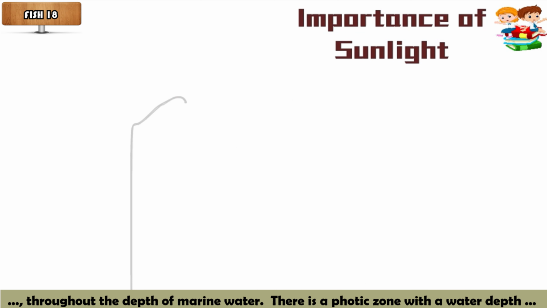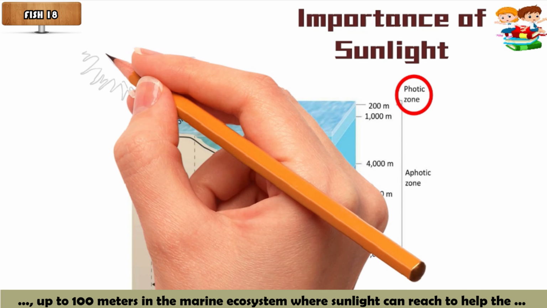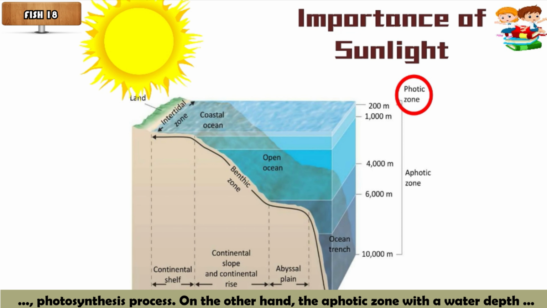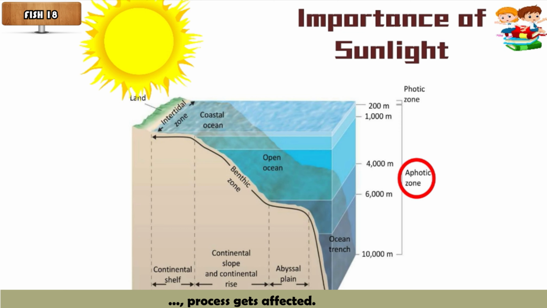There is a photic zone, with a water depth up to 100 meters, in the marine ecosystem where sunlight can reach to help the photosynthesis process. On the other hand, the aphotic zone, with a water depth more than 100 meters, where sunlight cannot reach, and thus photosynthesis process gets affected.